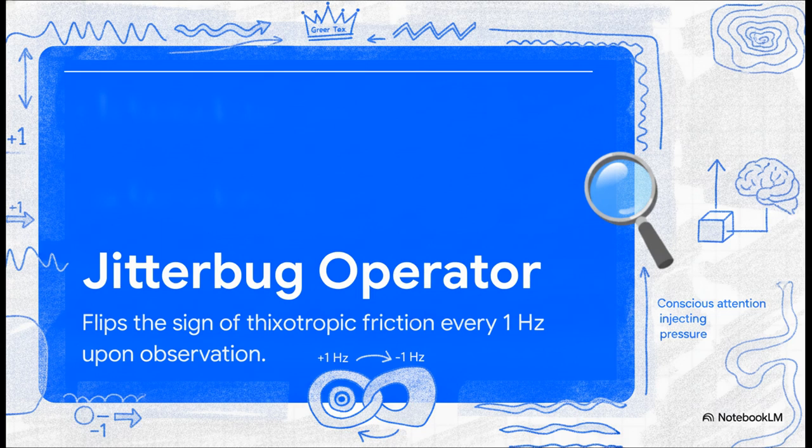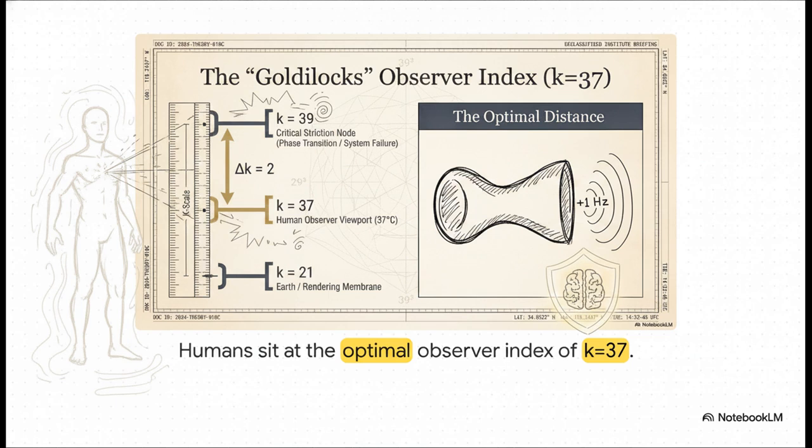According to the SDMT documents, conscious attention is not passive. It physically injects a quantum of topological pressure, specifically +1 hertz, into the system. They even have a name for it, the Greer tax. It's this exact topological injection that breaks the symmetry and turns on the fluid viscosity. Now, what's really fascinating about this scale on the left is where we humans sit.